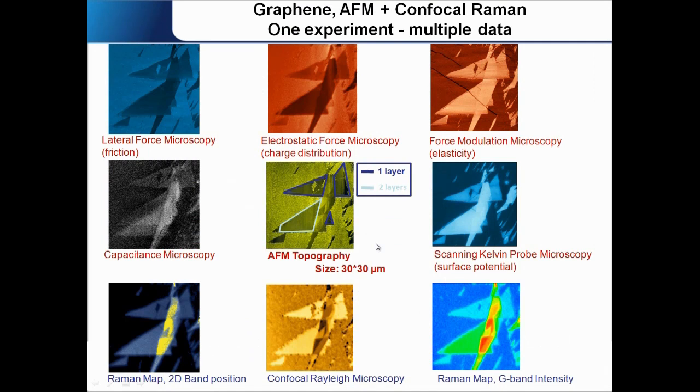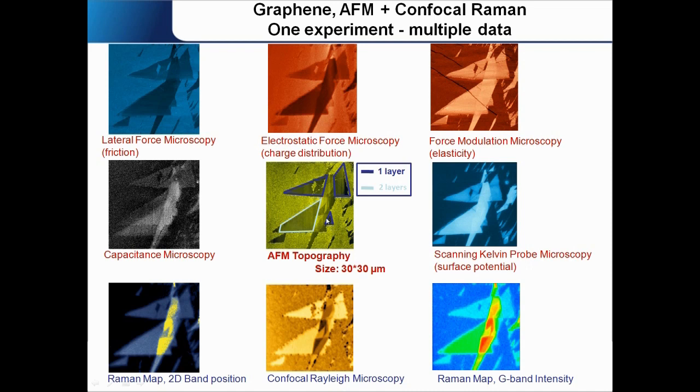Here is the data we generated during that experiment. That was done already a few years back, but it still attracts a lot of attention when we show it. That's why I decided to include it in this presentation. This is graphene on a gold surface. It's a monolayer flake, a double layer flake, and this is a multiple flake area.